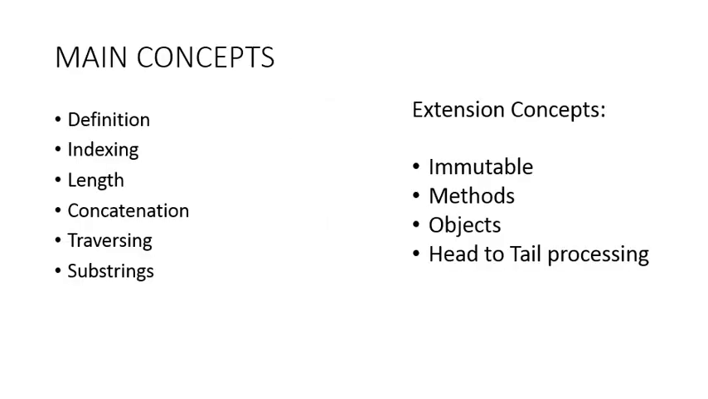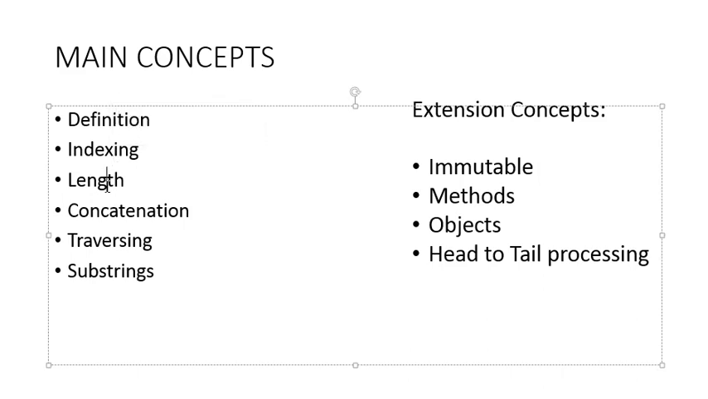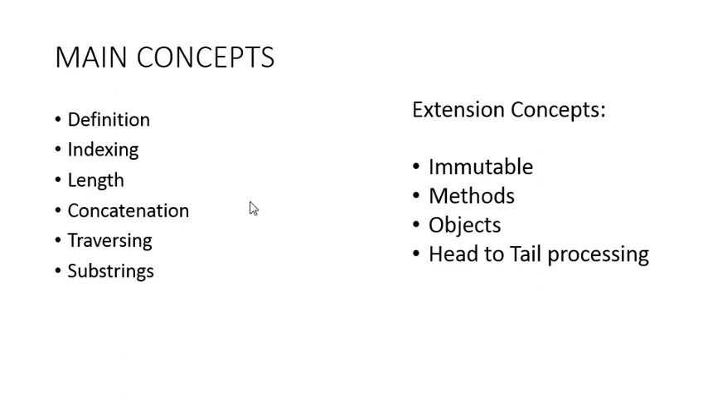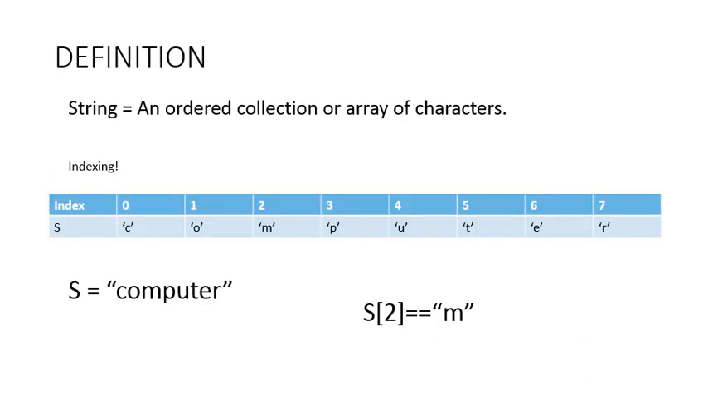So in this video we're going to look at the following: defining what a string is, understanding what indexing is, understanding what we mean by the length of a string and how we calculate that, understanding what concatenation is and how we can use it, understanding how to traverse a string, how to move through it, and understanding what substrings are and how I can calculate those. Extension topics for my next video include immutability, methods, objects, and head-to-tail string processing, but those are topics I'll cover in the next video. So without further ado, let's get to it.